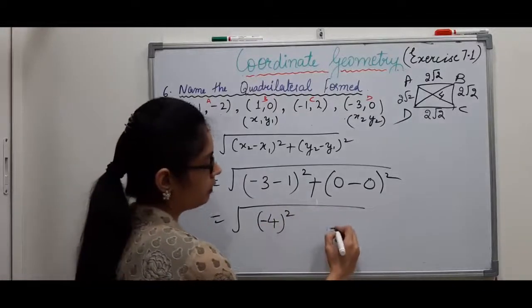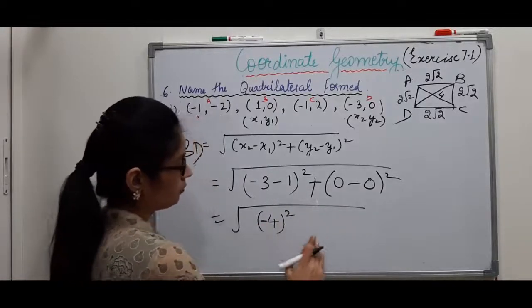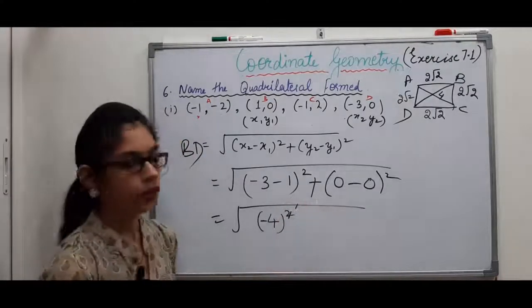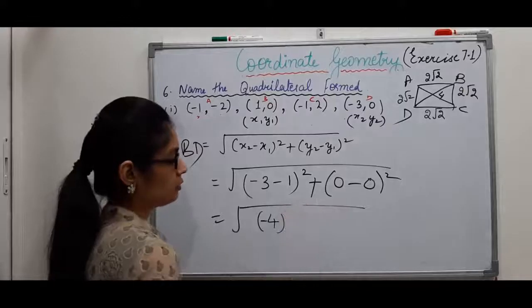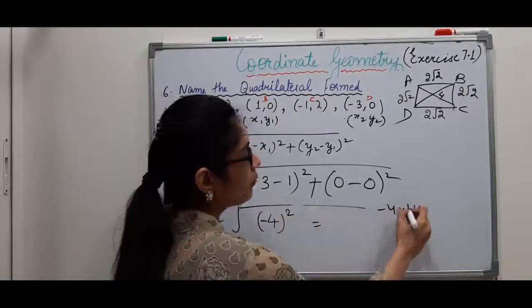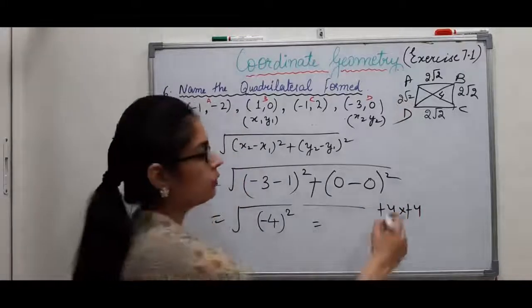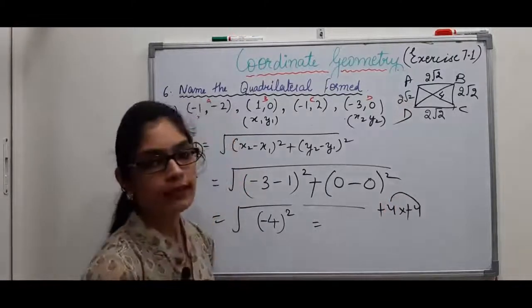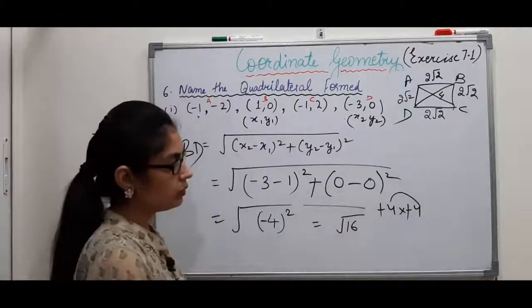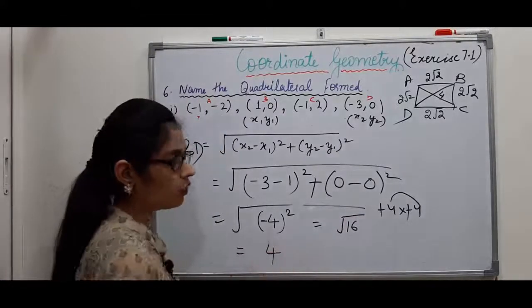Minus 4 whole square. First of all we will do, okay, we can directly cancel it also, but stepwise we will do. So minus 4 into minus 4, minus and minus sign will get cancelled, so 4 into 4 you will get 16, root 16. So root 16 it is equals to 4.